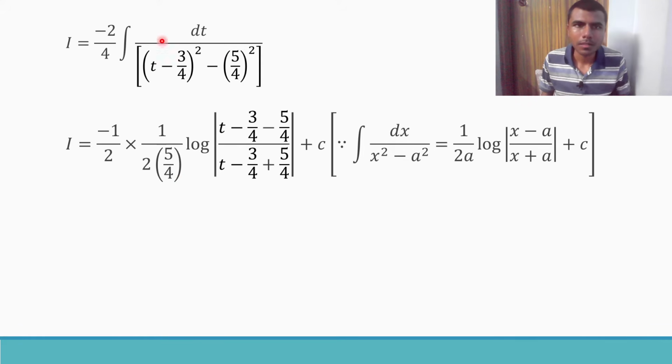So, ikkada chusarante, this is my x, this is my a. So my x is t minus 3 by 4. Formula ante 1 by 2a. So 1 by 2a anta 5 by 4. So 1 by 2 into 5 by 4 log mod x minus a ante t minus 3 by 4 minus 5 by 4 by x plus a ante t minus 3 by 4 plus 5 by 4. Okay, so this is what I would get.